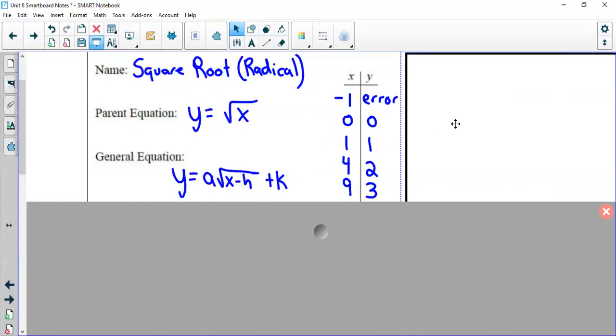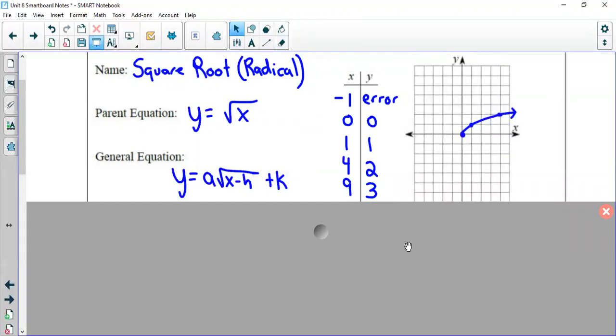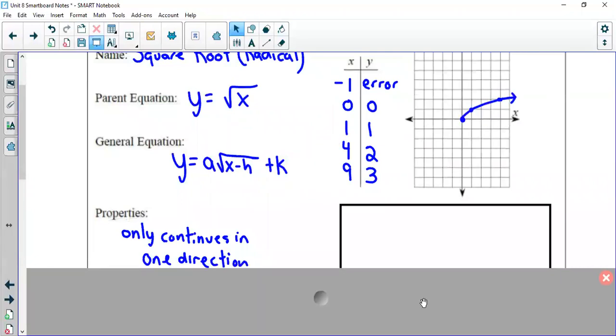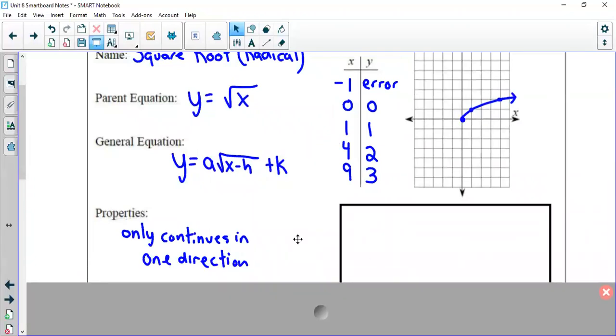And when we go ahead and graph that, this is what we get. Notice it only has an arrow in one direction. It has like this starting point right there. So properties, it only continues in one direction. I like to call this the Harry Styles function, you know, the one direction going on there.